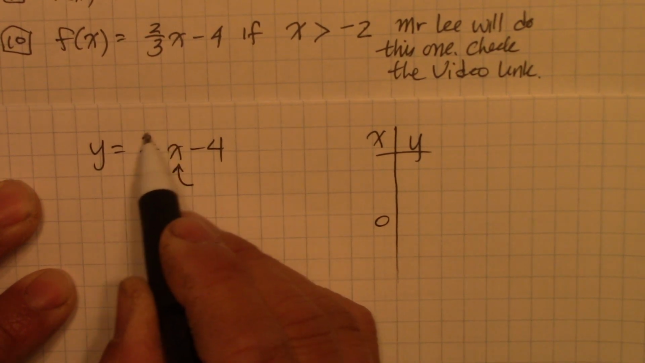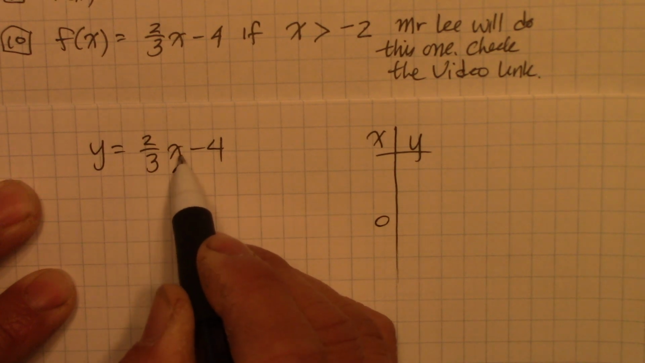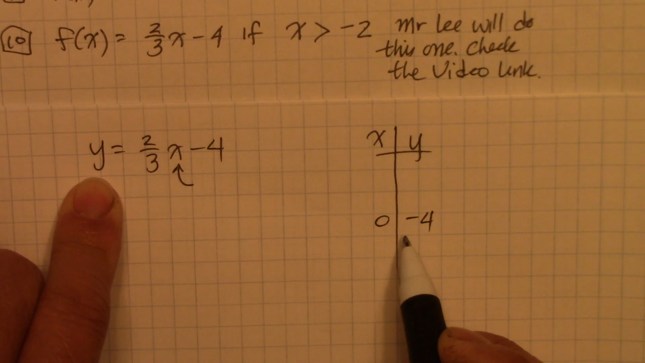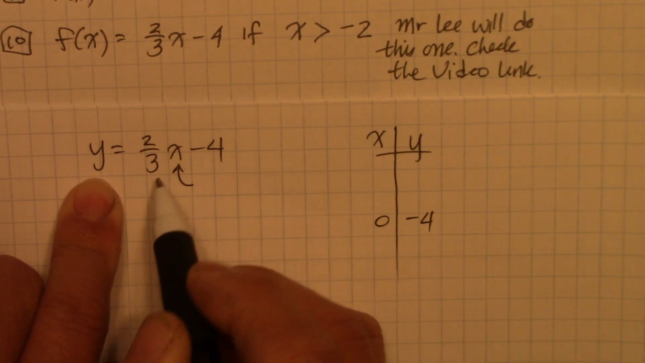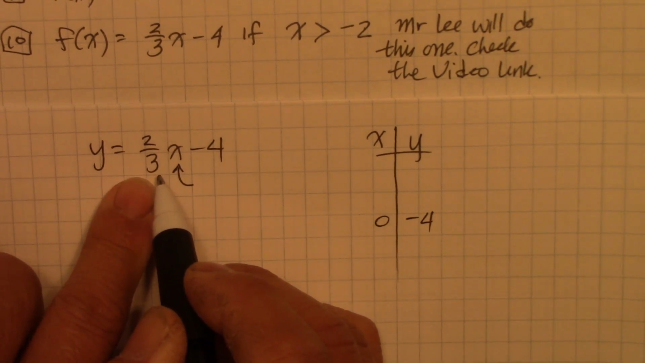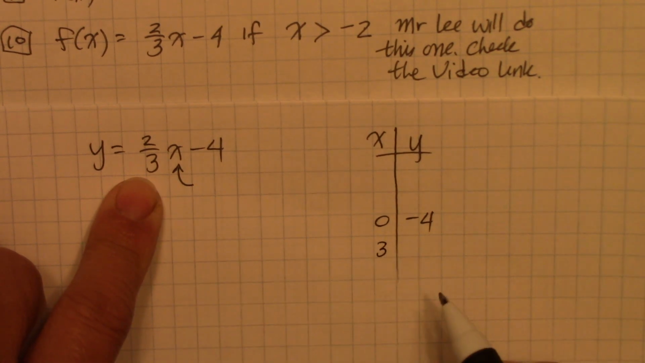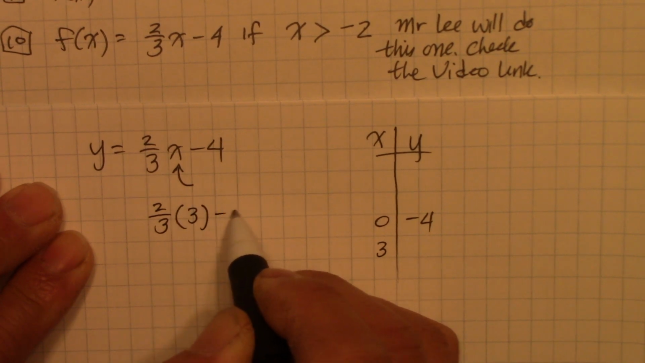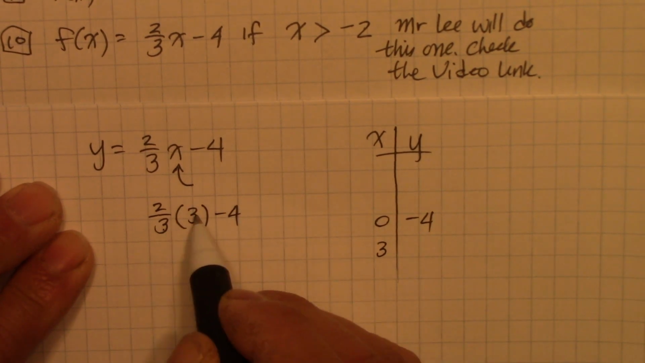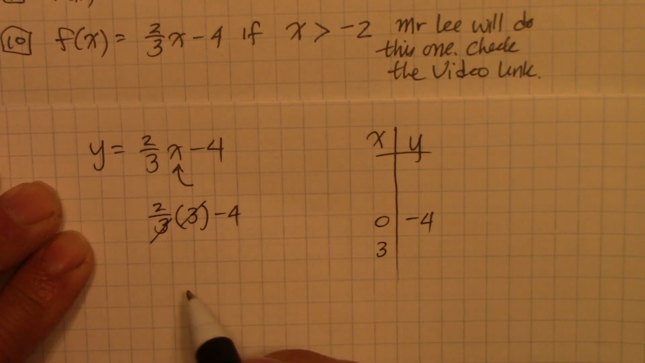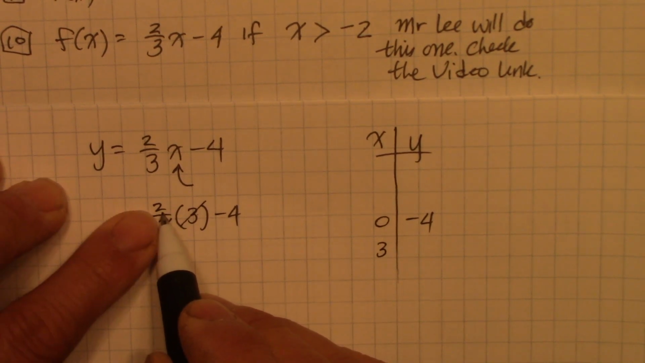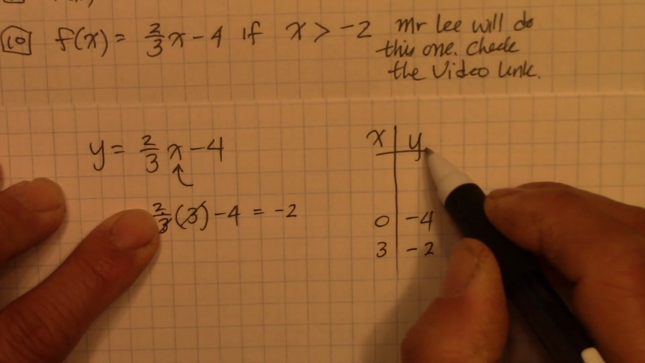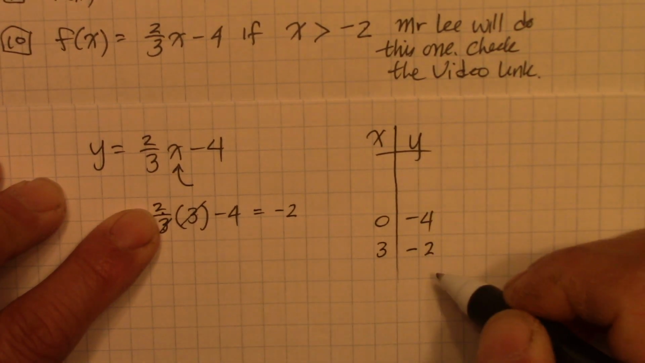So if I put a 0 in here, anything times a 0 is a 0, zero product property, so the y, or f of x, will equal -4. So that's my first coordinate. Now the second number I choose is going to be a number that's divisible by that denominator 3. So I'm going to choose 3. So what happens if I put a 3 in here? It's 2/3 times 3 minus 4. And as you can see, 3 and 3, they simplify. So all you have remaining is a numerator 2. And 2 minus 4 is -2. So the f of x, or the y, or the dependent variable, is going to be -2.